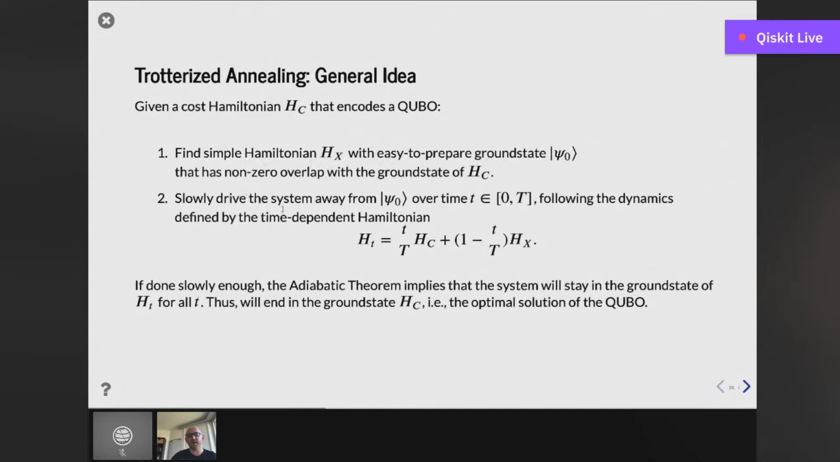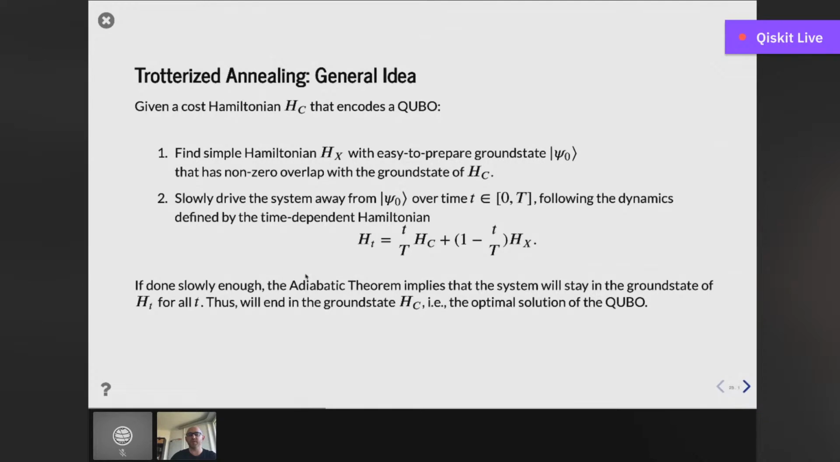Then we slowly drive the system away from psi 0, the ground state of HX, over a time period from 0 to capital T. We do this by following the dynamics of this time-dependent Hamiltonian HT, which is given like that. You see this is a convex combination of HC and HX, and at time t equals 0, it's just equal to HX, and then it slowly moves to HC. So we start in HX, and then we transition to HC.